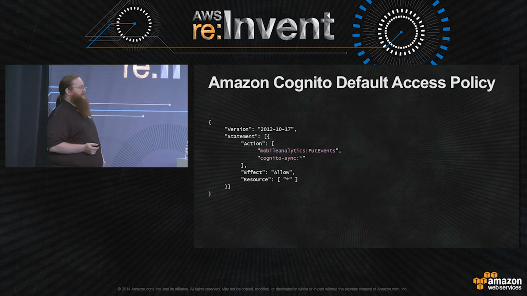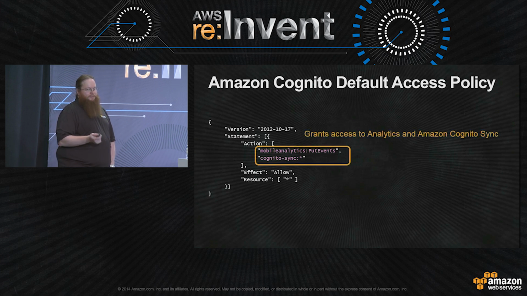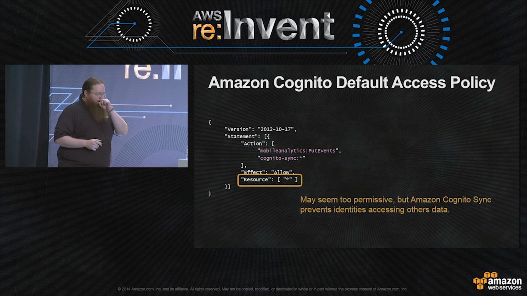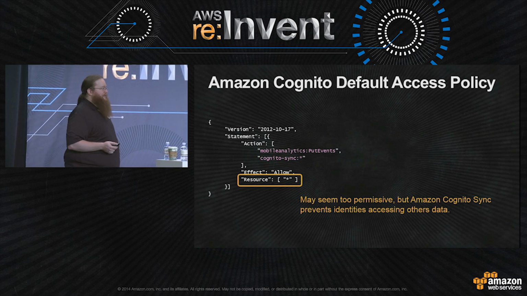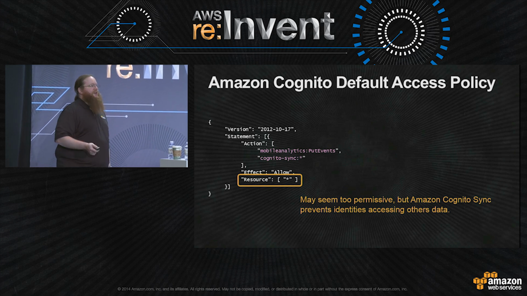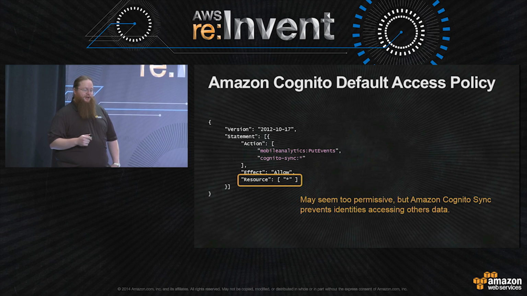So this is the default access policy that we give you from the console. By default, like I said, we give you access to mobile analytics to put events, and then also access to the Cognito Sync service. You'll notice here that we have a star policy. It may seem too permissive, but Cognito Sync actually has some additional protections to limit access across identities. So this is actually OK.